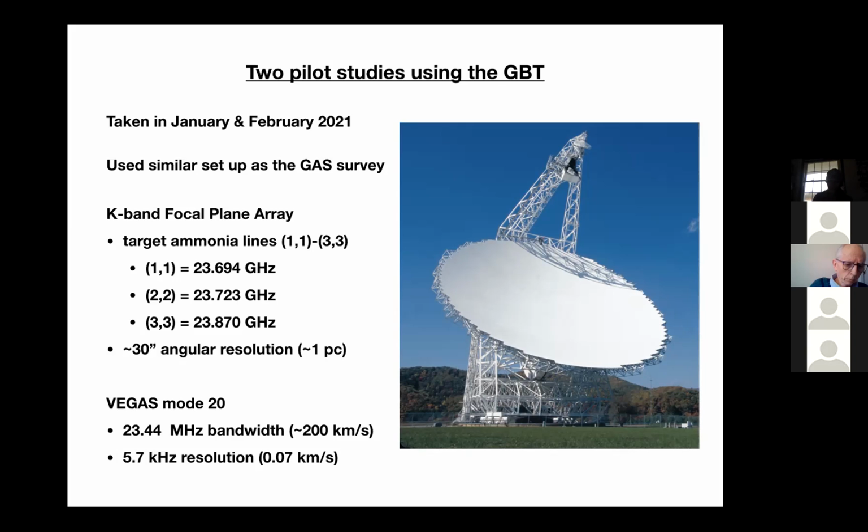We use VEGAS mode 20. So this means that we had the 8 spectral setup per VEGAS bank. And so we used 23.44 megahertz. So that's around 200 or so kilometers per second. We had 5.7 kilohertz resolution, which is about 0.07 kilometers per second. But in all of the data that I'm presenting here today, I binned the data by 10 channels. So we actually had about 0.7 kilometers per second resolution, which is still enough to see the hyperfine structure of the ammonia transitions.